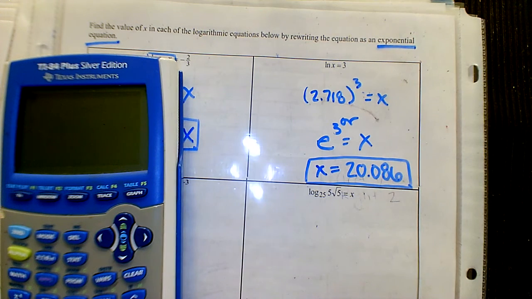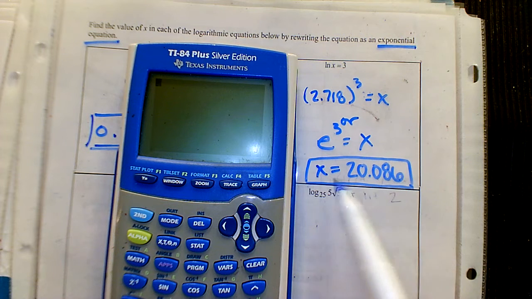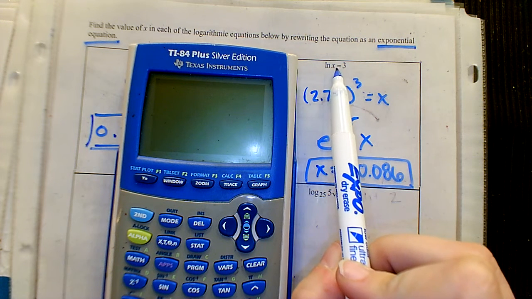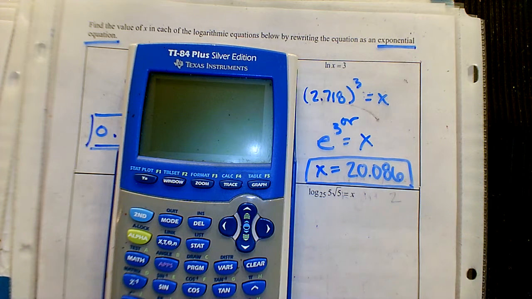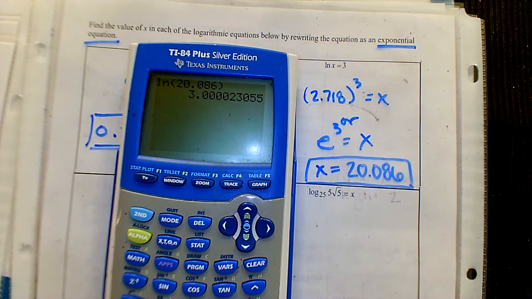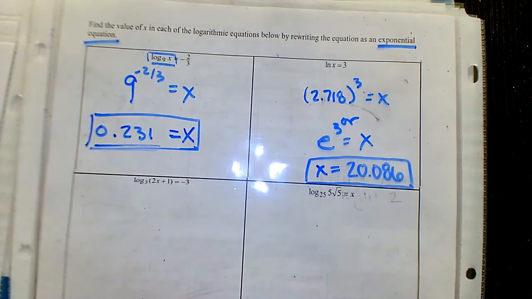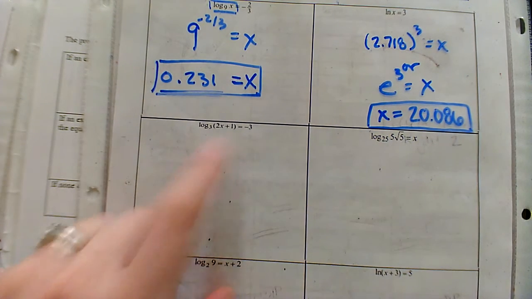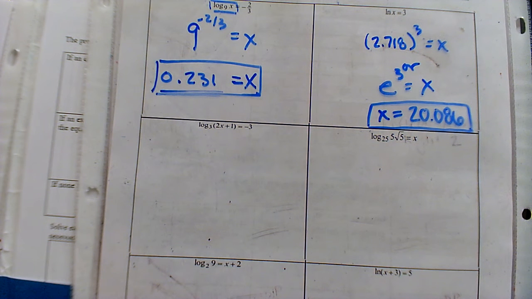Maybe you want to check your work. Now that we figured out the value of x, we can plug that back in for the x and simply type in natural log of 20.086, and it should be something really close to 3. Notice how it is. What's nice about these is you can always check your work, make sure you're on the right track. All right, let's try one that looks a little bit more involved. With that logarithm, let's convert it to an exponential. Can you identify the base, the exponent, and what it should equal?